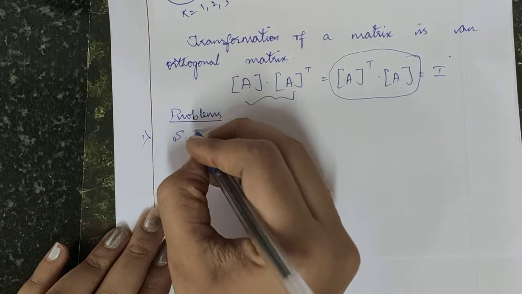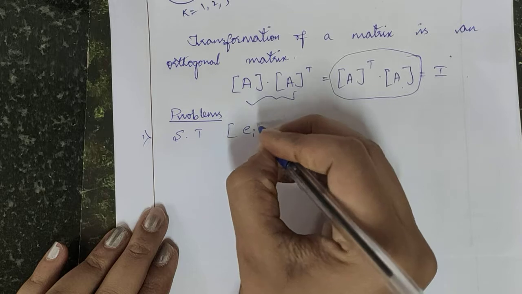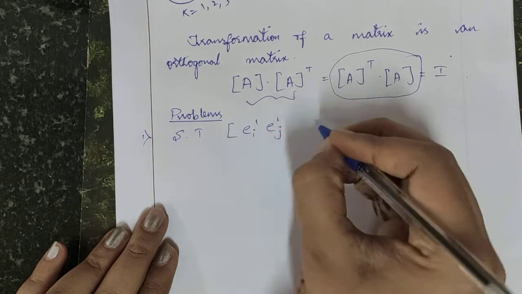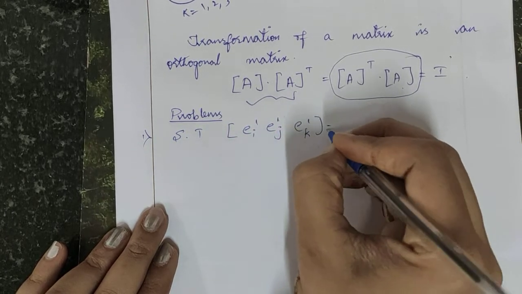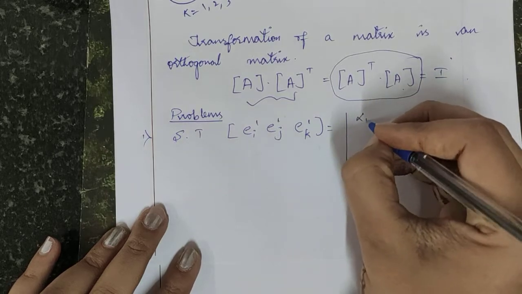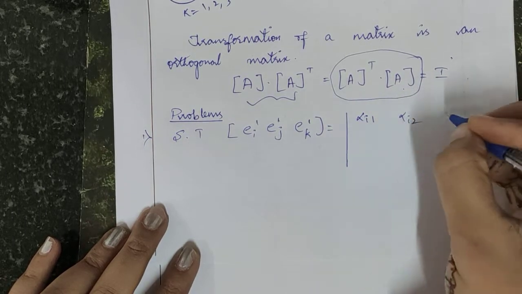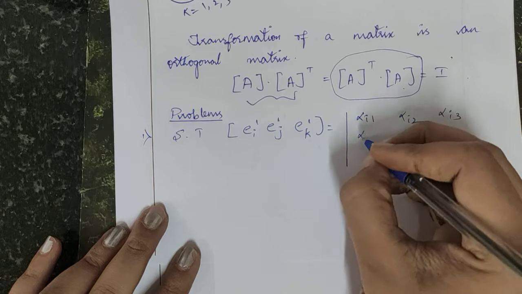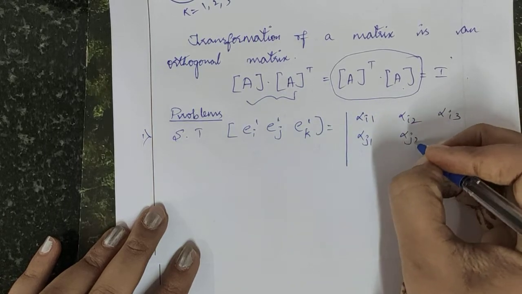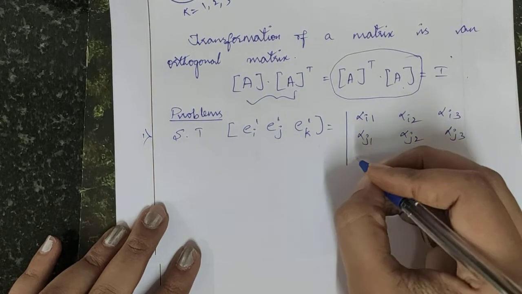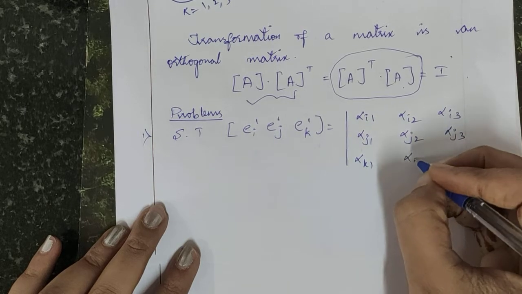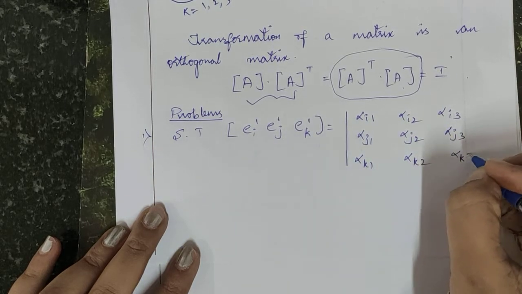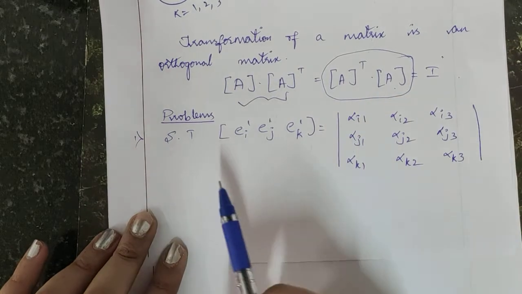Okay, show that Ei prime, Ej prime, Ek prime is equal to the determinant of alpha I1, alpha I2, alpha I3, alpha J1, alpha J2, alpha J3 and alpha K1, alpha K2, alpha K3. This is the given problem. We have to prove that.